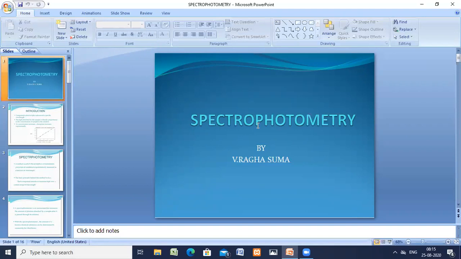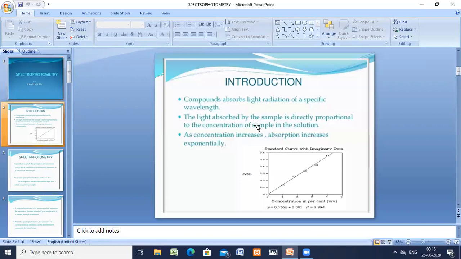Now we'll see spectrophotometry. The compounds absorb light radiation of a specific wavelength. The light absorbed by the sample is directly proportional to the concentration of the sample. As the concentration increases, the absorption increases.